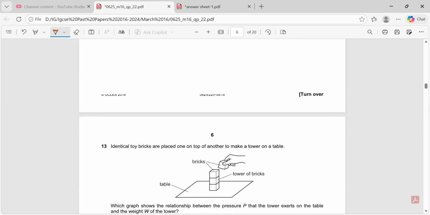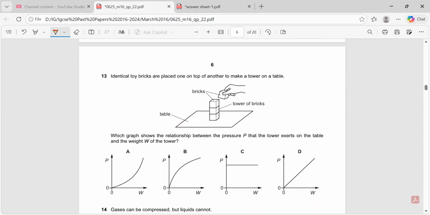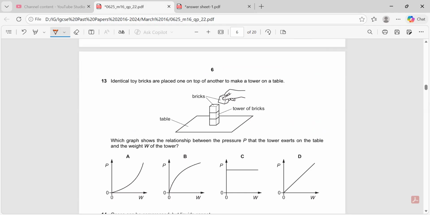Then the next question is question number 13, and I would like to ask you how you are answering this. Identical toy bricks are placed on top of one another to make a tower on a table. So this 1, 2, 3, this 4, they are all identical. Which graph shows the relationship between the pressure P that the tower exerts on the table and the weight of the tower? Now see, pressure.